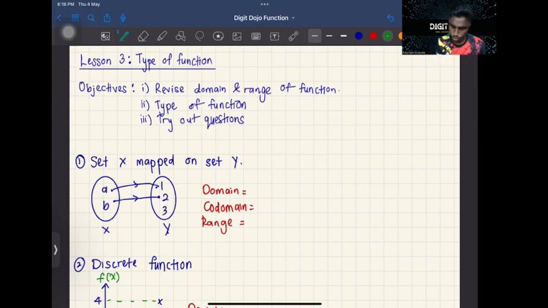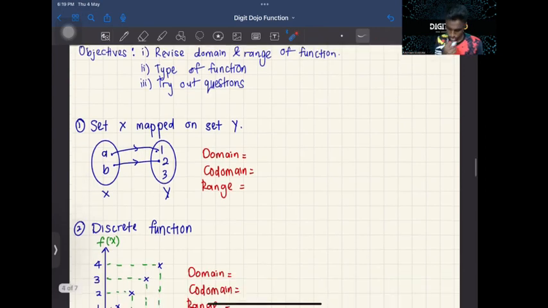Our objectives for today's lesson is we will revise what is meant by domain and range of a function. For these two types of function, we will check how to determine the domain, how to determine the range. And we'll see what are the types of function. As I told, there are two types of function. We will check on them. What are the types of function? And we will try out some questions. Okay, that's all for lesson 3. Lesson 3 will be very easy, and I hope you all can learn something very easily today.